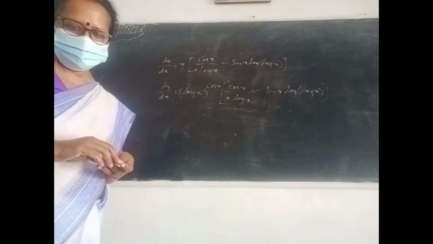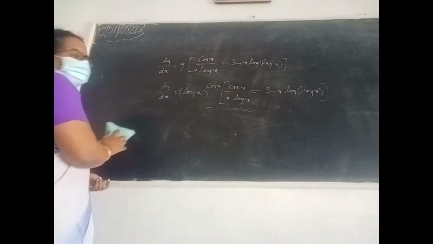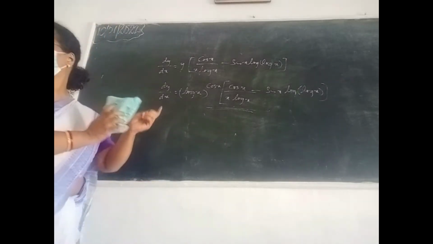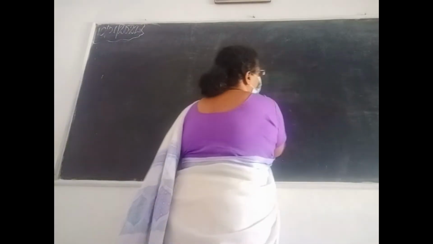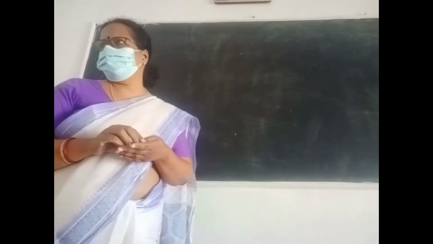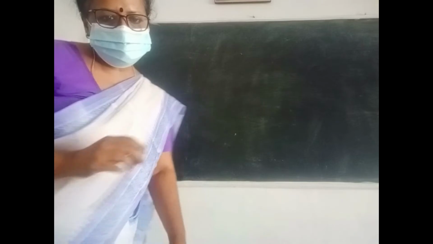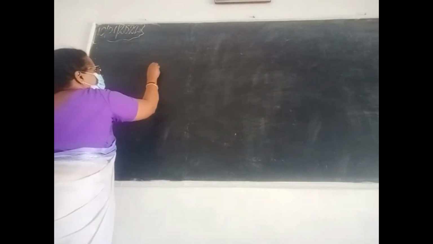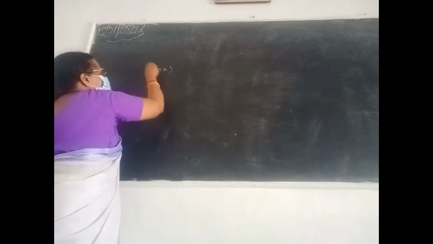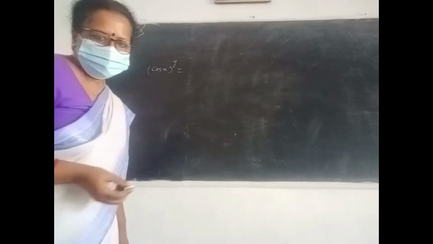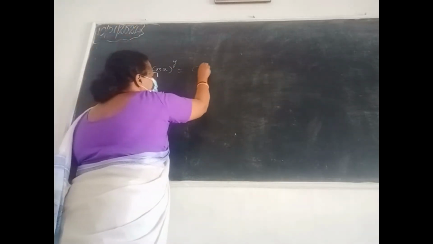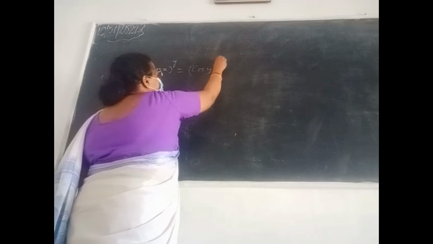Next problem, a similar one. Next problem is also a similar one. You should tell me the steps. Okay. So what is it? Next problem you write. Cos x raised to y equal to cos y raised to x.